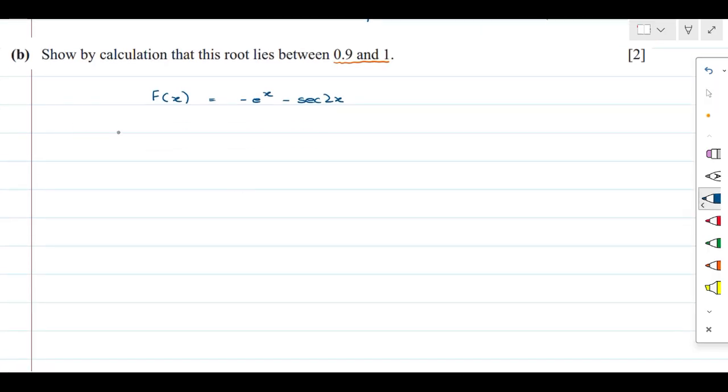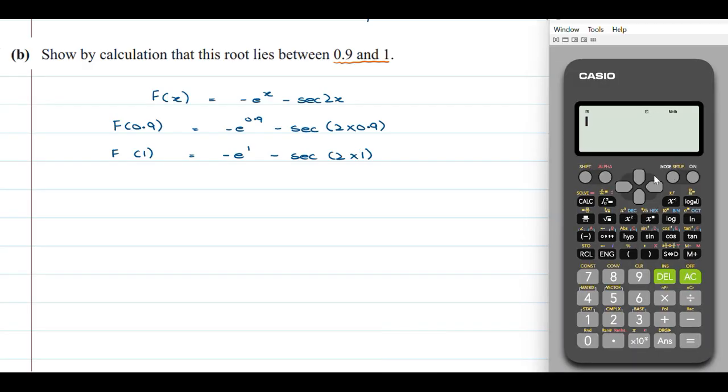Now what is the function value at 0.9 and what is the function value at 1? Minus e power minus 0.9 minus secant of 2 times 0.9, and minus e power minus 1 minus secant of 2 times 1. Keep in mind your x must be in radians, so your calculator should be in radian mode. My calculator is in degree mode. Let me convert it into radians. Now the calculator is in radians.